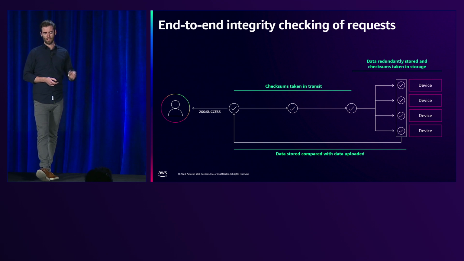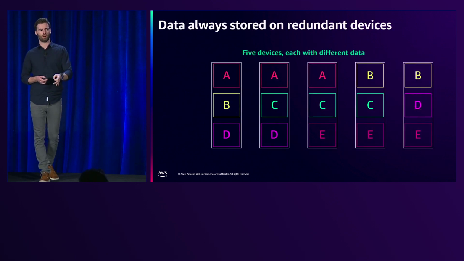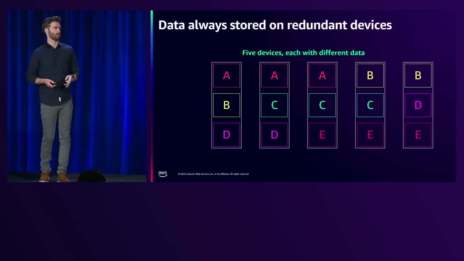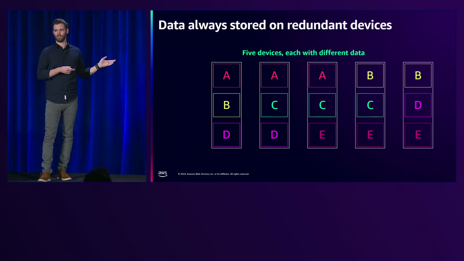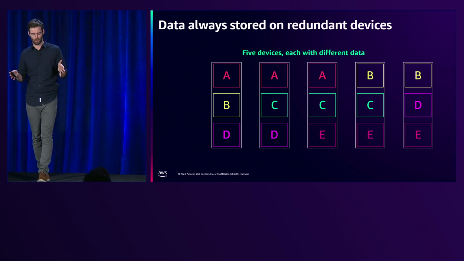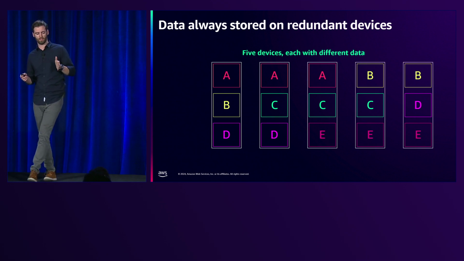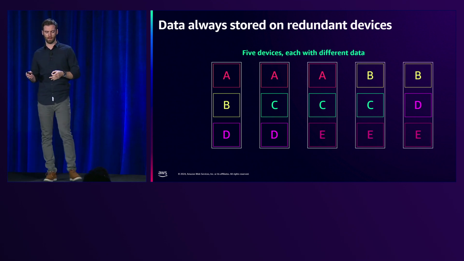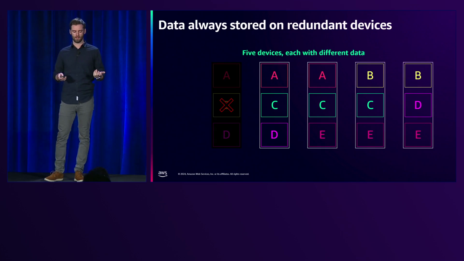All right, so that's the end-to-end checksums. The next piece I spoke about was the drive redundancy. So here I've got a very simple diagram. Again, we don't actually have 5 drives. We have a lot more than that. But again, I'm trying to break it down so we can see how this works in reality. So 5 devices, each with different pieces of data on them. So what happens when a drive fails?